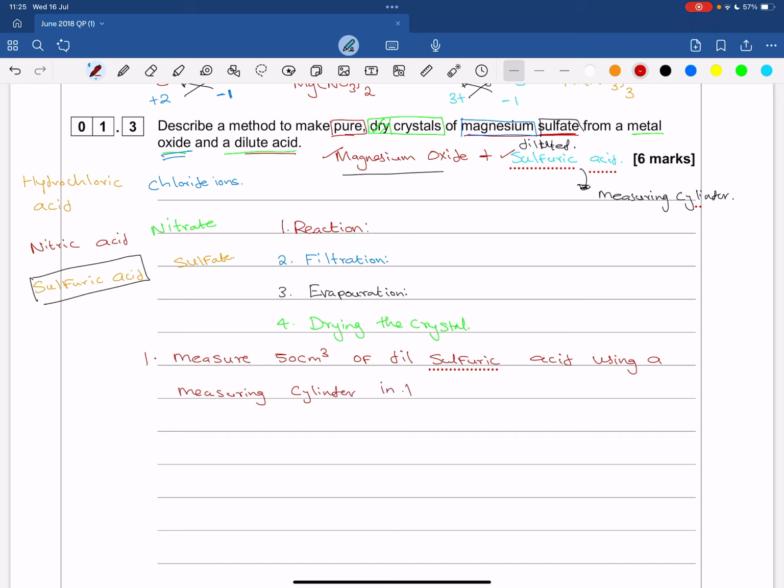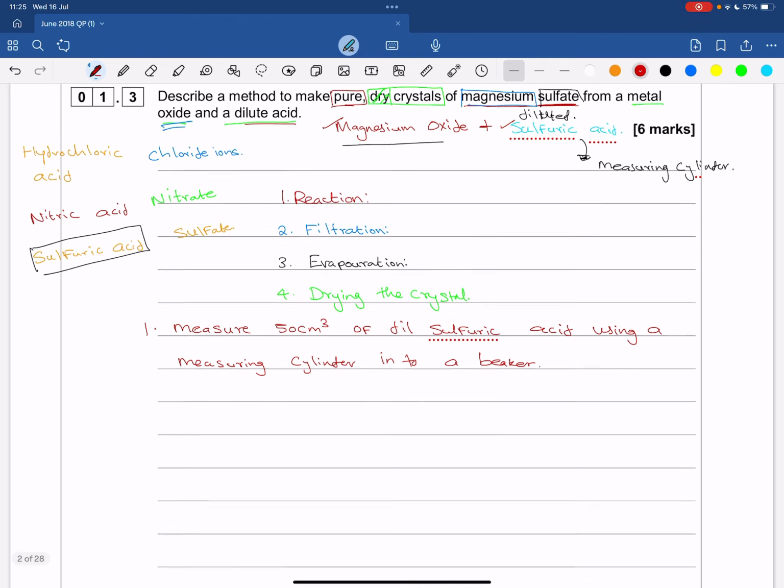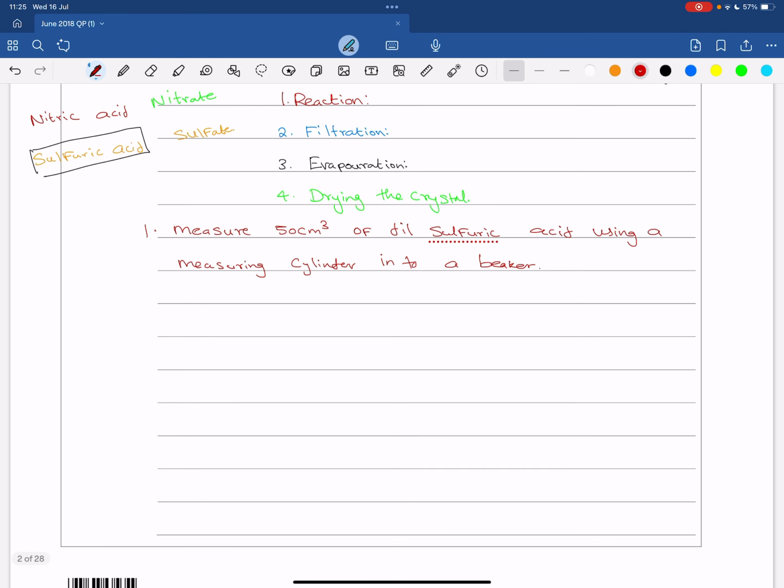Into a beaker. So we measured out 50 cm³ of dilute sulfuric acid using a measuring cylinder into the beaker. The second step is to gently heat the acid using a Bunsen burner.